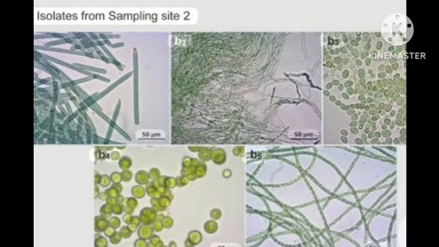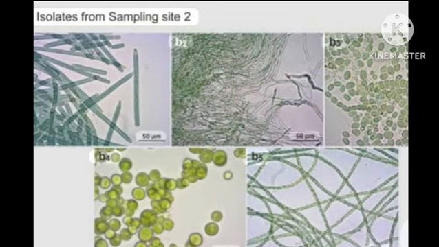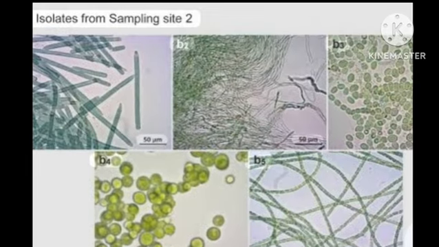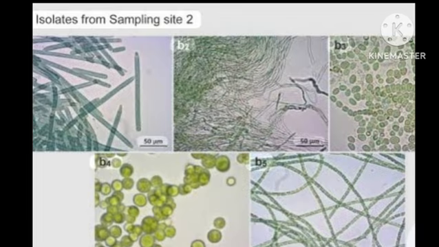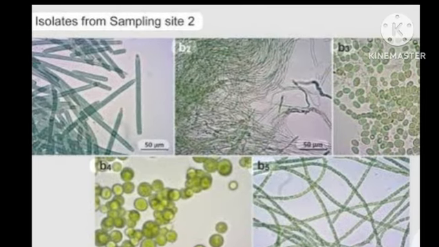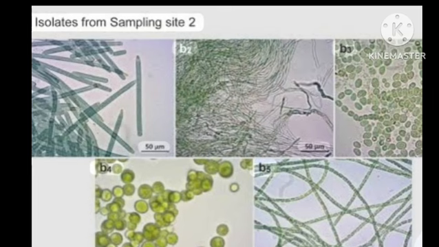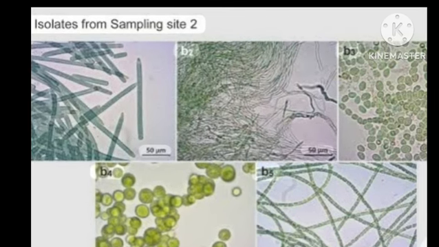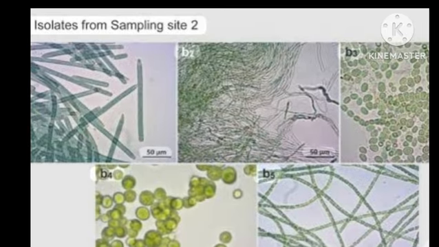And each step has materials needed. So what materials are needed? Sterile sample bottles, polythene bags, plankton net for phytoplankton, forceps, spatula, notebook, pen, GPS, thermometer, pH paper and a cooler box to transport the samples.